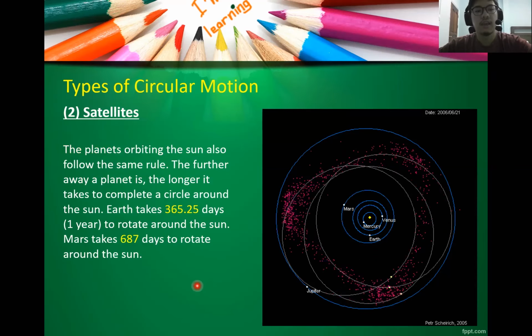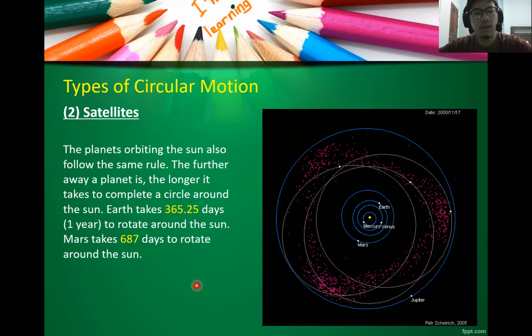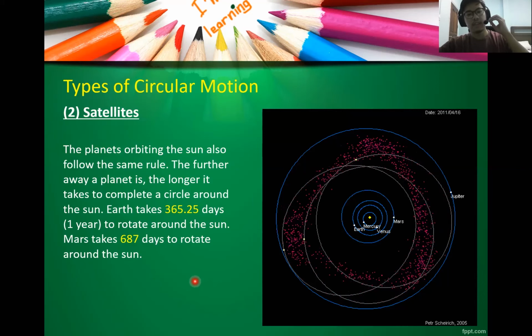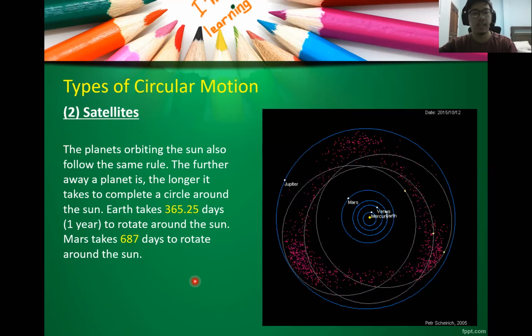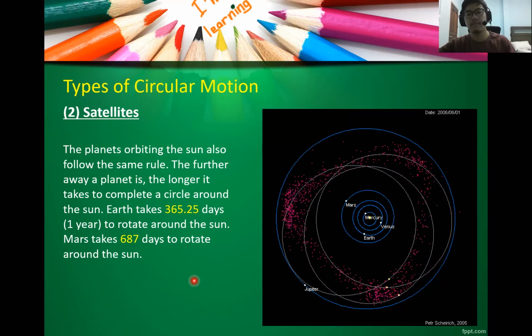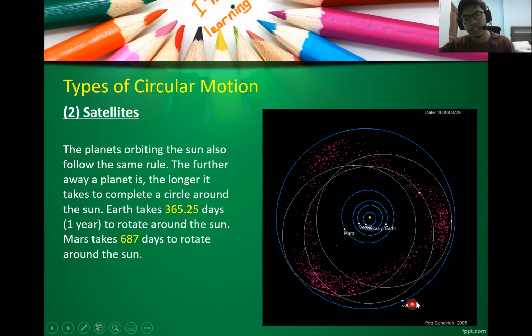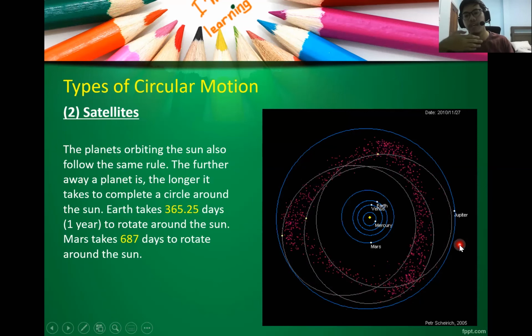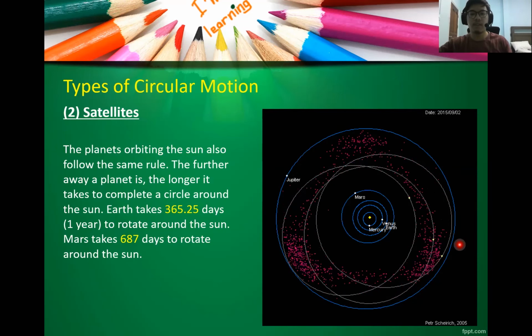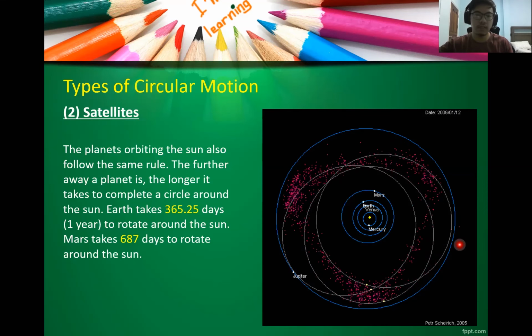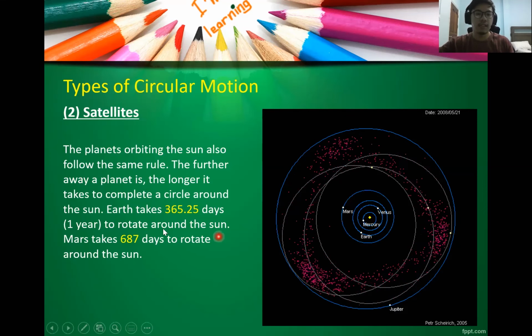The planets orbiting the sun also follow the same rule. The further away a planet is, the longer it takes to complete a circle around the sun. So if a planet is further away, for example, like in this diagram, Jupiter is much further away, Jupiter will go around the sun at a much longer time when compared to the Earth, because the Earth is closer to the sun.